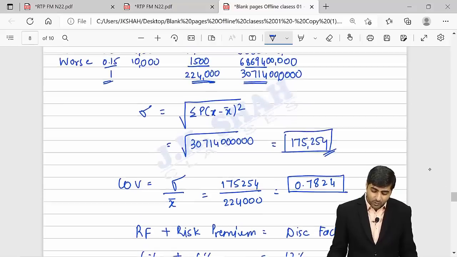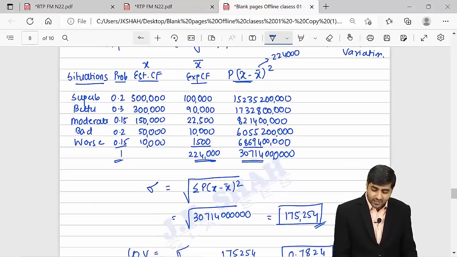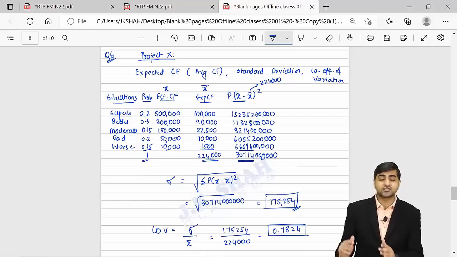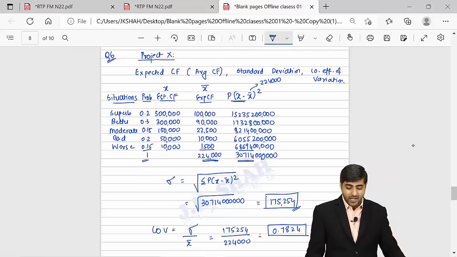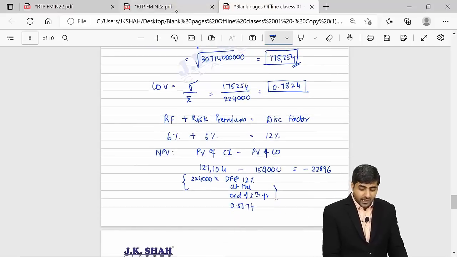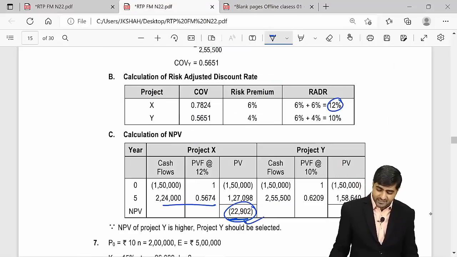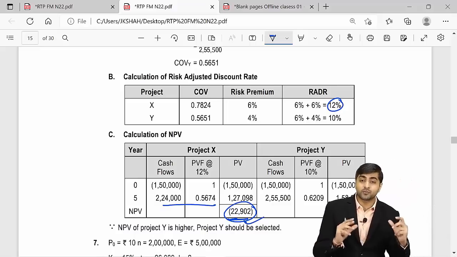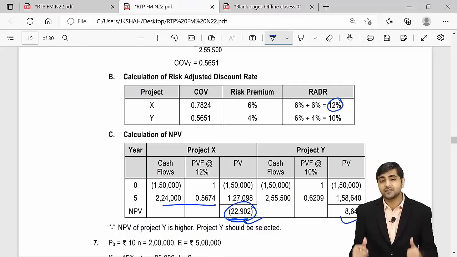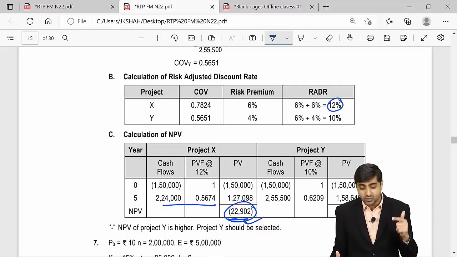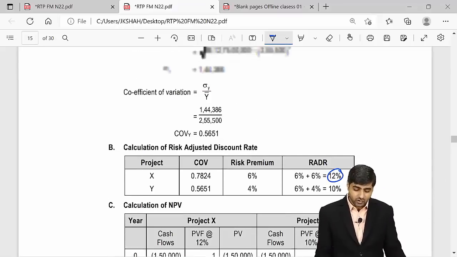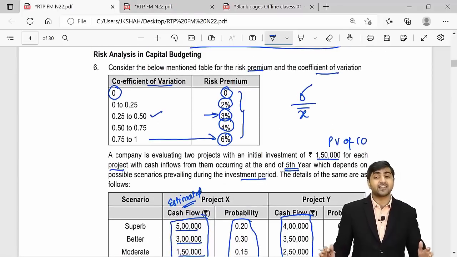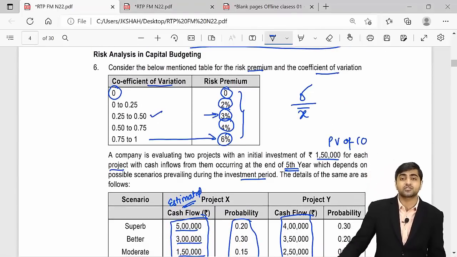So this is the process which you have to understand, and I have done this for your project X. The same process you have to apply for project Y, and you will get an NPV of 8640, which is a positive NPV, and hence will we go for project Y? Come on, yes or no? The answer is absolutely yes. So this is how you are going to solve your question number 6, which is regarding your risk analysis part. I hope you guys have understood this.